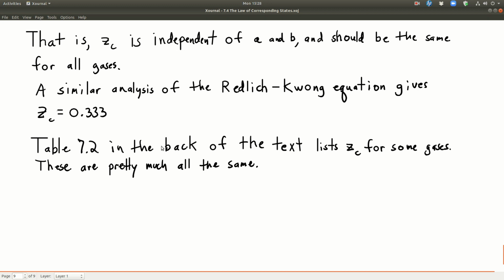And you can look these up. You can look up the critical compression factors. Table 7.2 in the back of your text does so. And when you look at it, they're all like 0.29, 0.3. So first of all, they're all very close to being the same, which means qualitatively the prediction is good. Quantitatively, they're a little bit off. Redlich-Kwong is closer than the van der Waals is, but still not too bad.